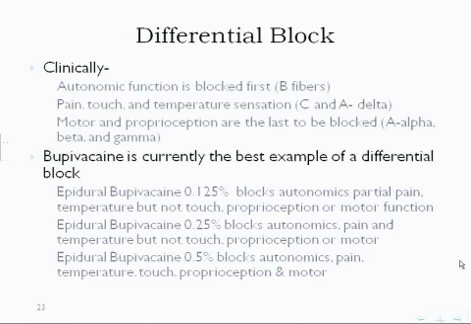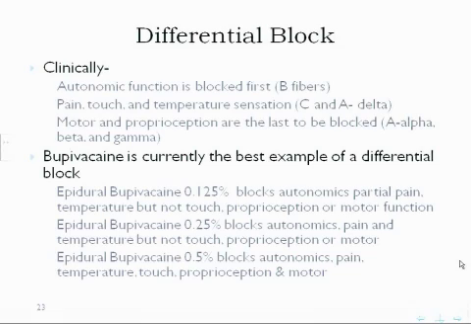The next thing that knocks out is pain. Touch is a little bit later. Pain and temperature are the more sensitive, which is the C and the delta fibers. Okay? And touch is a little bit more difficult to knock out. The last one to knock out is the motor and proprioception, which are the alpha, beta, and gamma fibers. So those are the big fibers, more myelinated, more difficult to knock out.